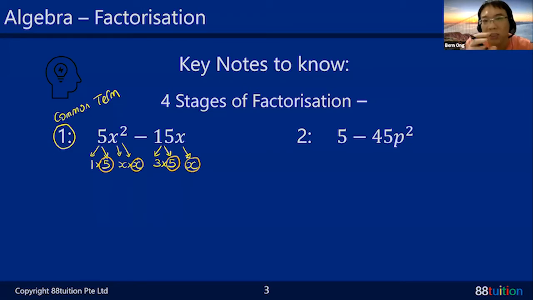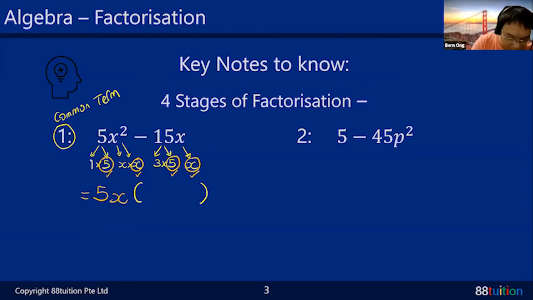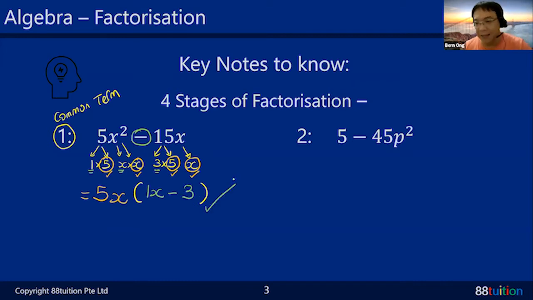So what do you do? You take out the common term. 5 belongs to both sides, so you take it out. x belongs to both sides, so you take it out. So 5x is what you call the common term. Then after that, you open a bracket. You put the remainder items back into the bracket. On the left, you took out the 5 and the x, so you're left with 1x. You put a 1x here. The minus is still here, you put it back. And on the right, there is a 3 left behind, so you put a 3 down here. And voila, this is your answer.